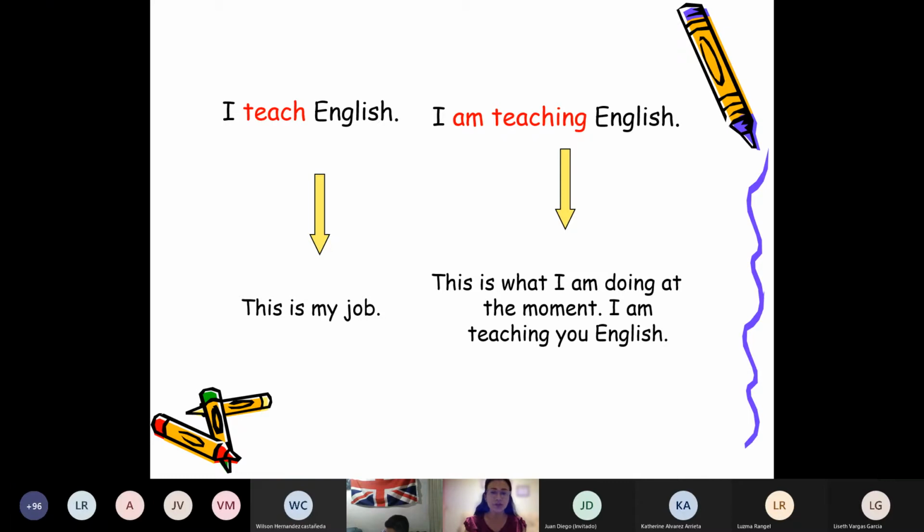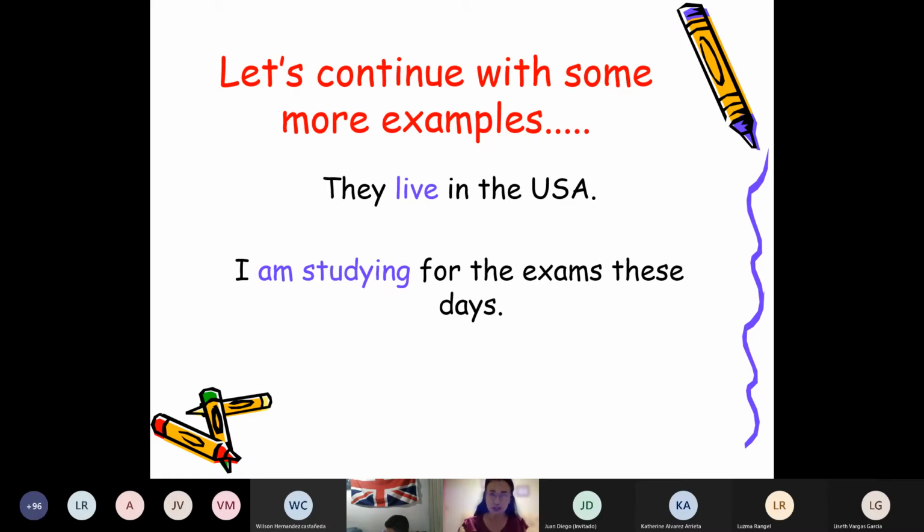Let's continue with more examples in order to contrast. What do you use the present simple for and what is the present continuous used for? In the first example, they live in the USA is the present simple. Why? Because you are expressing the place where you live. So that's why you use present simple. We live in Bogota, we live in Colombia. That is our day-by-day place where we stay.